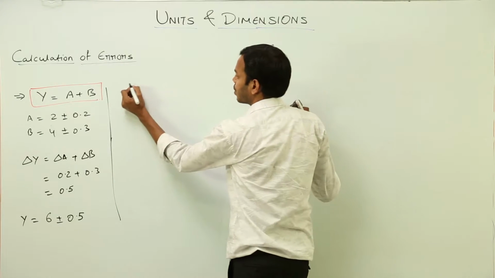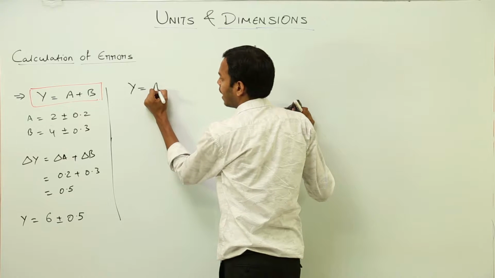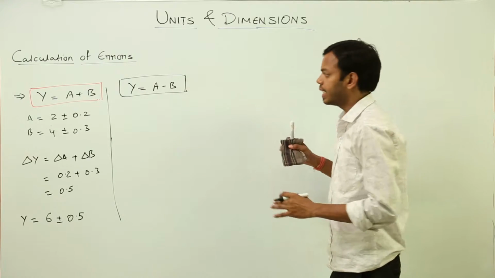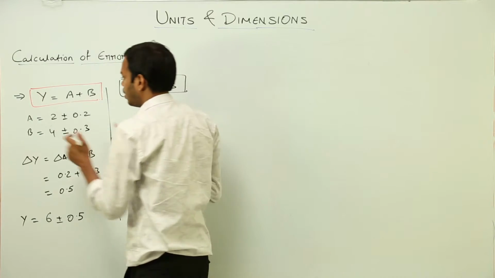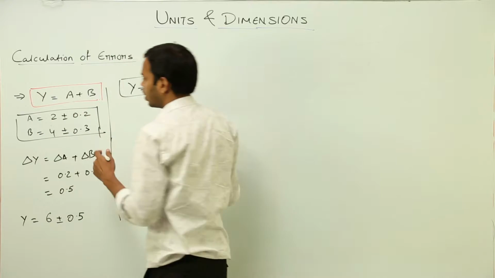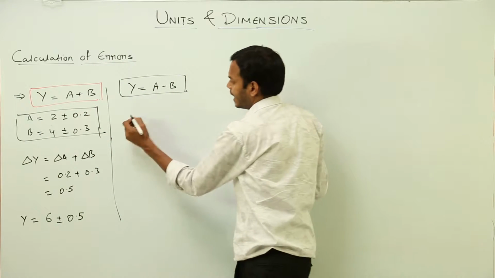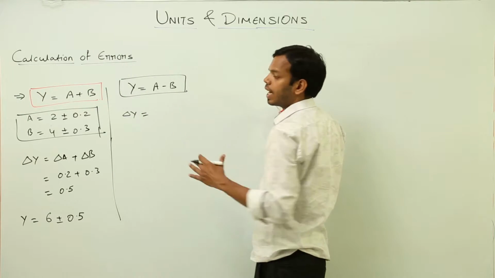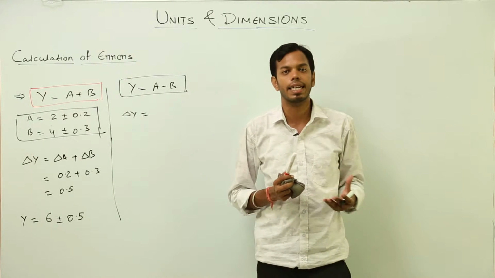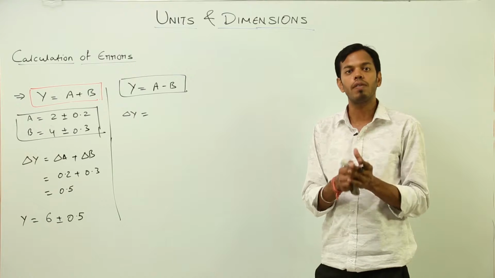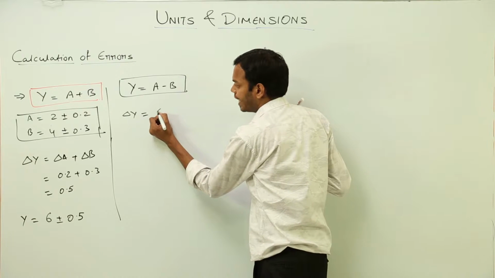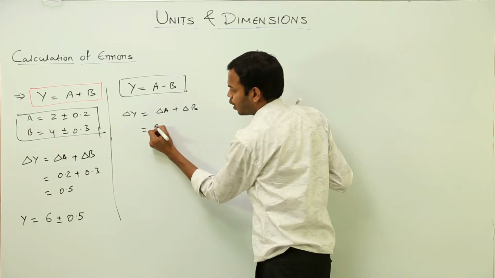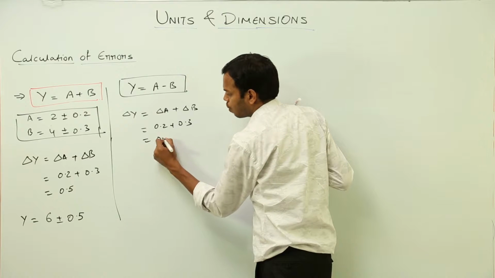Now let's try subtraction. The given equation is y is equal to a minus b. Again in this case we are taking the same values. In case of finding the error in the final value, the errors are always added up. Errors are never subtracted. You have to keep that in mind. Errors are always to be added up. So delta y would again be delta a plus delta b, which is 0.2 plus 0.3, which is 0.5.